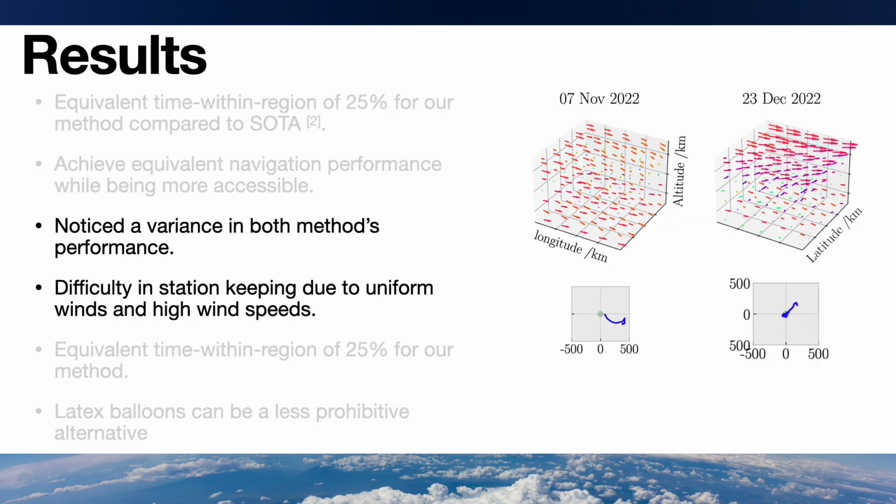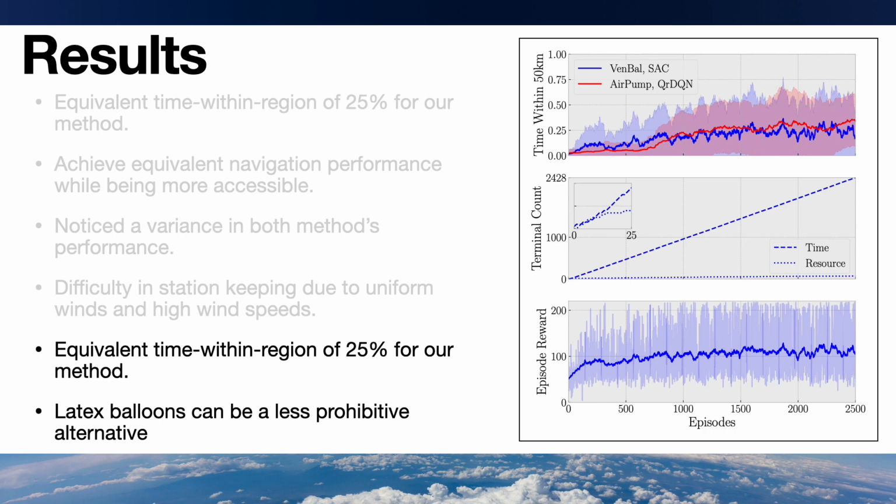We notice a significant variance in both methods' performance, which can be accounted for by the wind field characteristics. A certain proportion of the wind fields contain uniformly orientated winds or exceptionally high wind speeds. Diverse wind directions are required for station keeping, and high wind speeds can cause the balloon to deviate quickly from the intended path. Furthermore, the agent learns quickly how to conserve resources. After 25 episodes, the agent no longer runs out of resources and can fly for the entire 3 days.